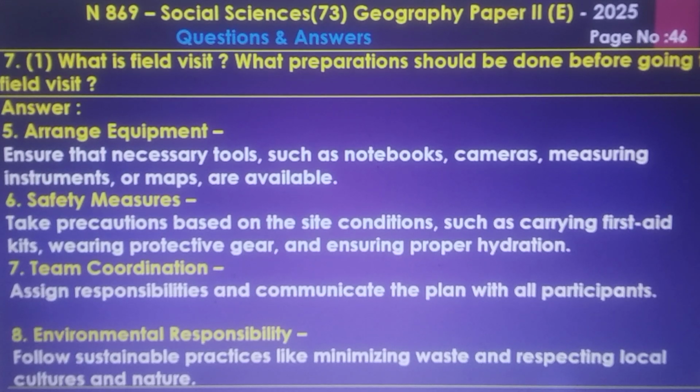The sixth point, safety measures: take precautions based on the site conditions, such as carrying first aid kits, wearing protective gear and ensuring proper hydration. The seventh point: team coordination. Assign responsibilities and communicate the plan with all participants. And eighth, environmental responsibility. Follow sustainable practices like minimizing waste and respecting local cultures and nature.